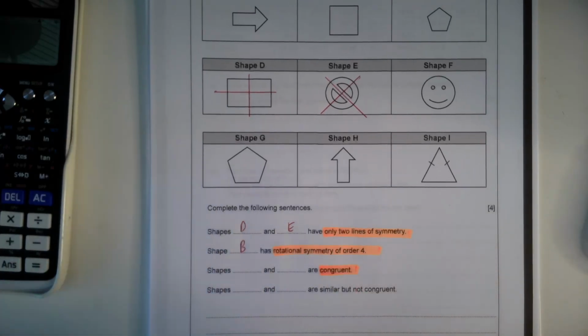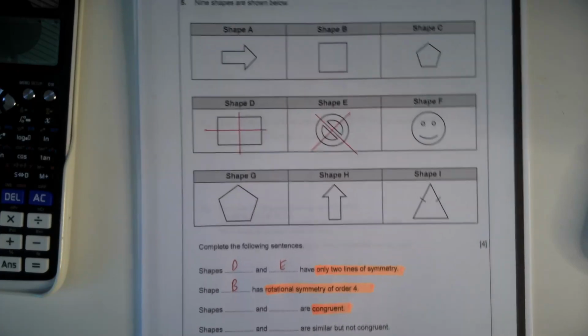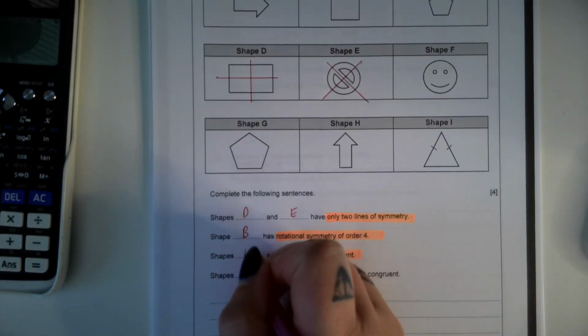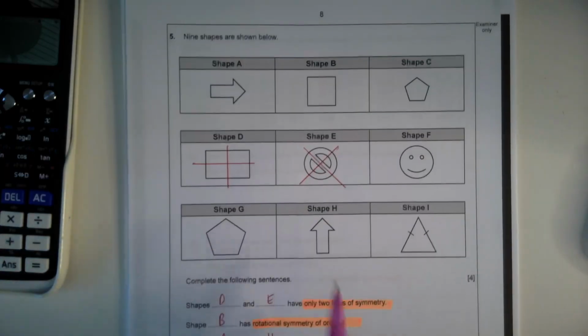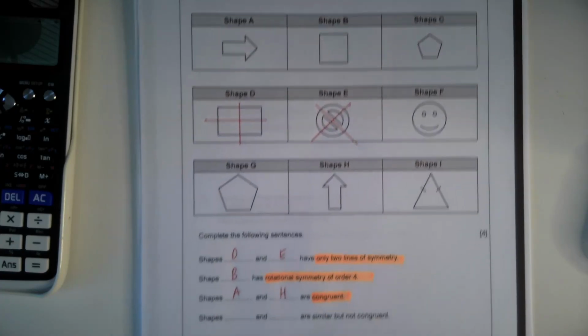Okay, the next one, shapes something and something are congruent. So congruent means exactly the same, okay? They can be rotated, but they have to be exactly the same dimension-wise. So A and H are congruent, they're the same shape. It's just that H has got a different rotation, but the size of the shapes have not changed, they match.